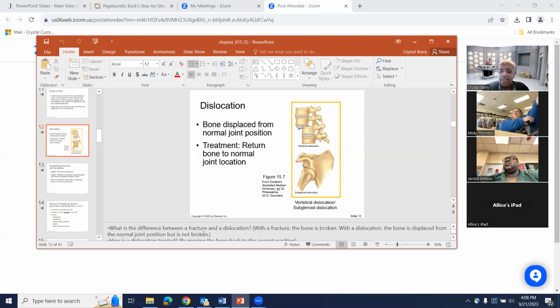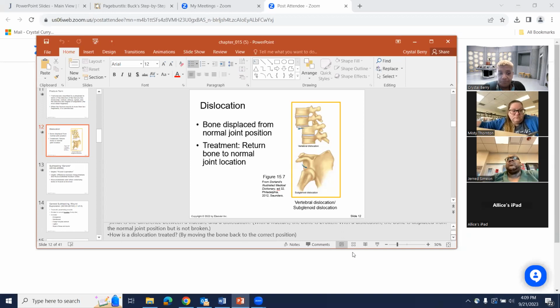What is the difference between a fracture and a dislocation? With a fracture, the bone is broken. See, that's the difference. A fracture is actually broken. With a dislocation, the bone is displaced from the normal joint position, but it is not broken. So that is the difference between a fracture and dislocation. How is a dislocation treated? It tells you by moving the bone back to the correct position, which it states right here and shows you what it looks like.